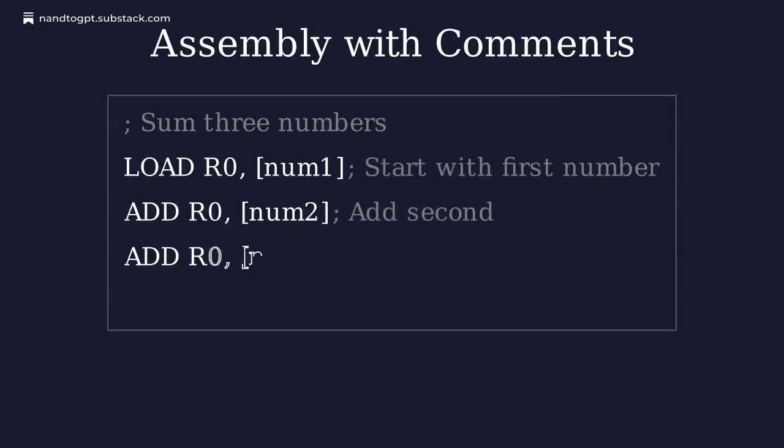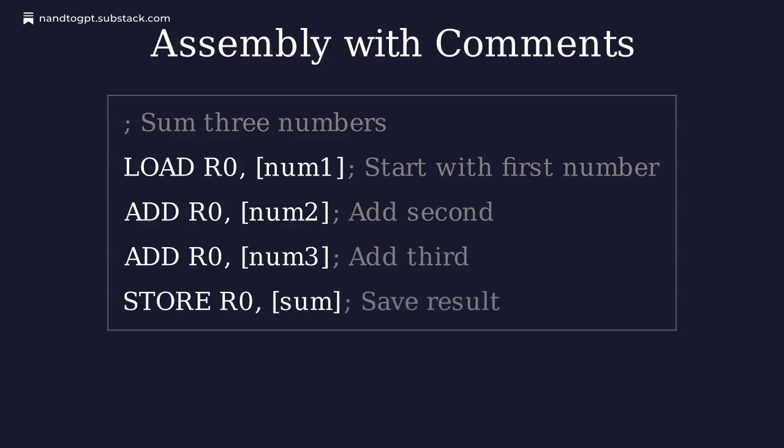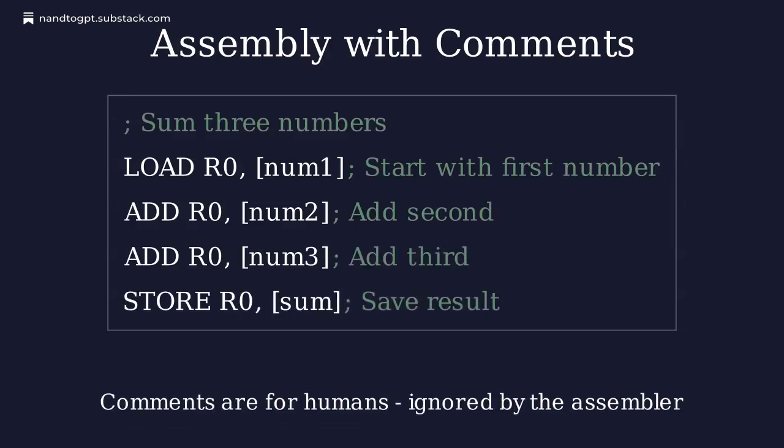Everything after a semicolon is ignored by the assembler. Comments are for humans. They explain the why behind the code. Machine code can't have comments. It's just bits. Assembly can, and that makes all the difference when you come back to code later.